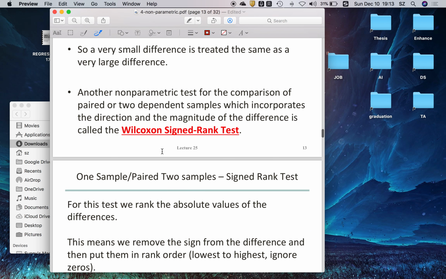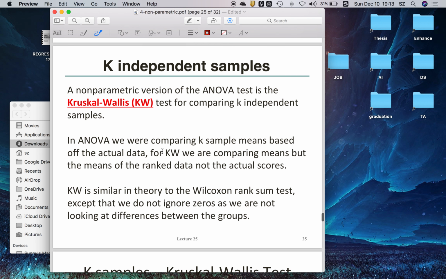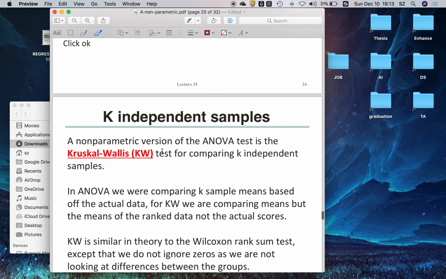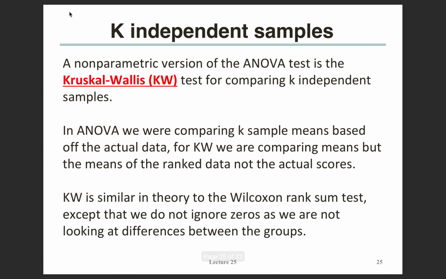Here, page 25. We're almost finished. So if there are k independent samples, what are we going to do? A non-parametric ANOVA is this KW test. So we're comparing k independent samples. In ANOVA, we're comparing k sample means based off the actual data. For KW, we're comparing means, but the means of the ranked data, not the actual scores.